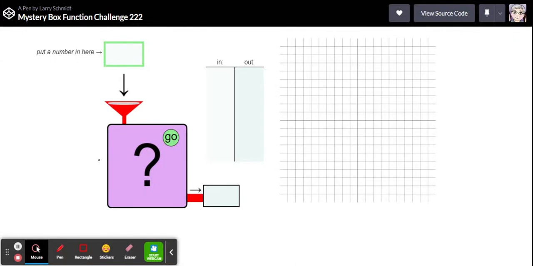Hello everybody and welcome to another mystery box function challenge. In the purple box there is some mystery math and your challenge is to figure out what that is. You can use the link in the description to try this out, and when you've got an idea, come on back, see if we get the same thing.